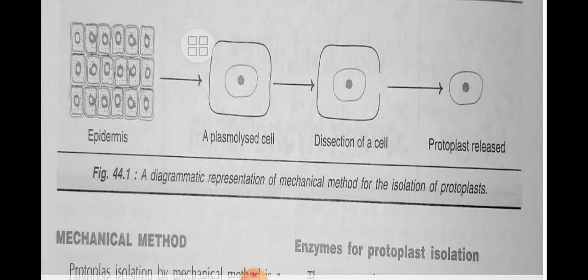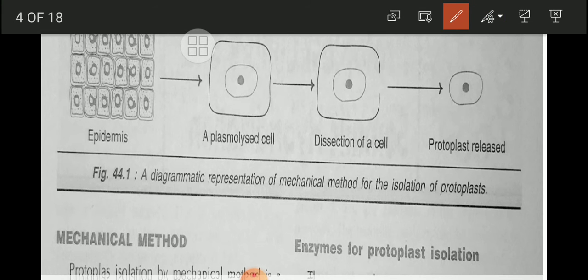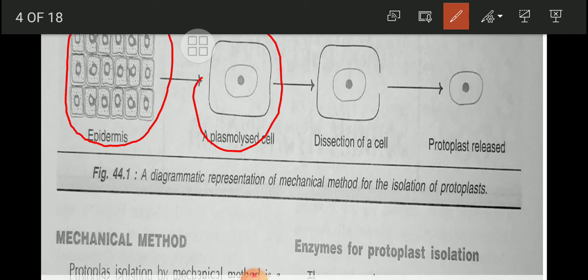Now this is the method, my friends, I will show to you, which is a mechanical method. Here the epidermis is there, we have taken the cells of the epidermis, then that is plasmolized, isn't it? Means a plasmolized cell is there with us. Now dissection of the cells, isn't it?